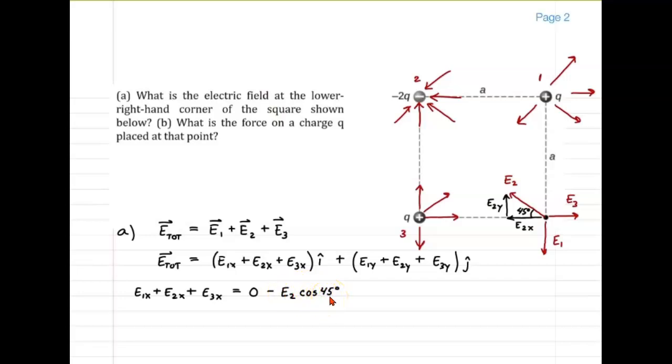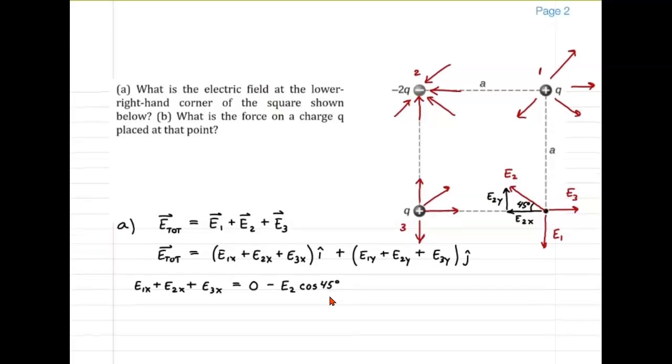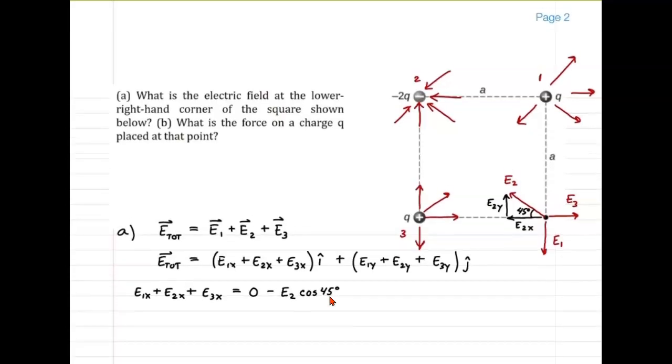Okay. Now last is E3x. E3x, as you can see here, is completely in the x direction from here. So there's no y component, and it's positive. So what we're just going to do is put plus E3, the magnitude. Okay.